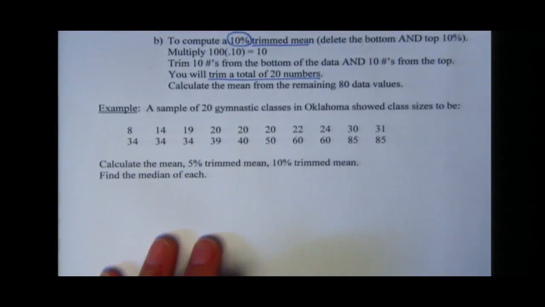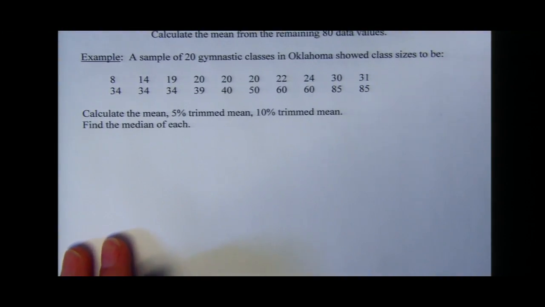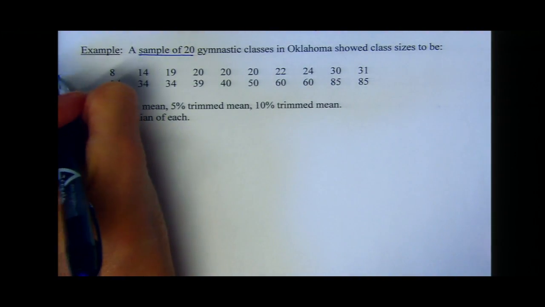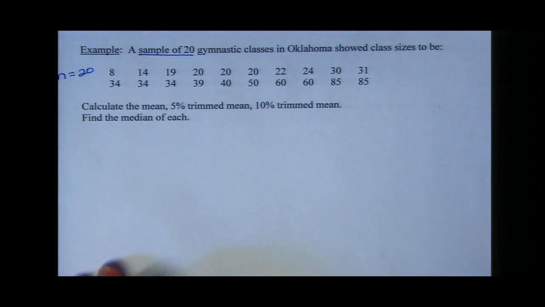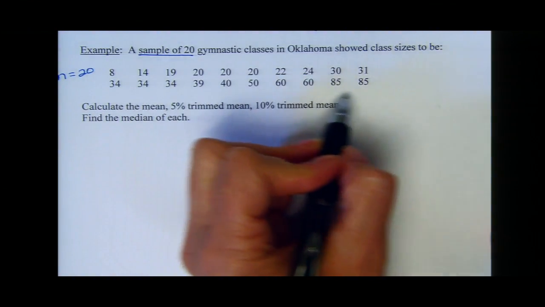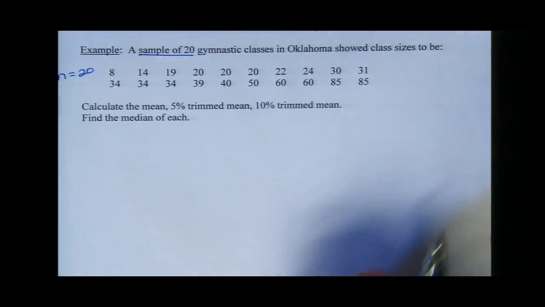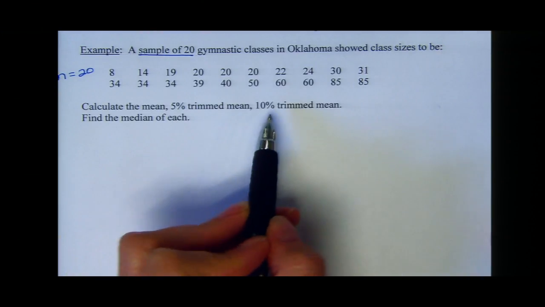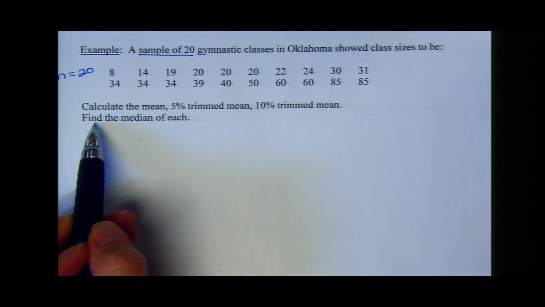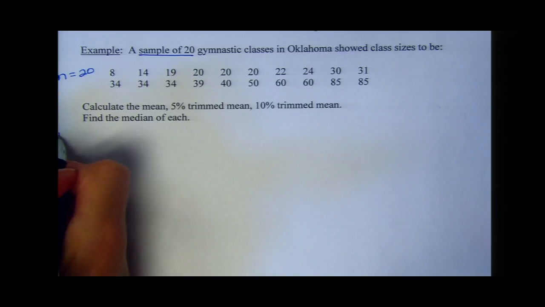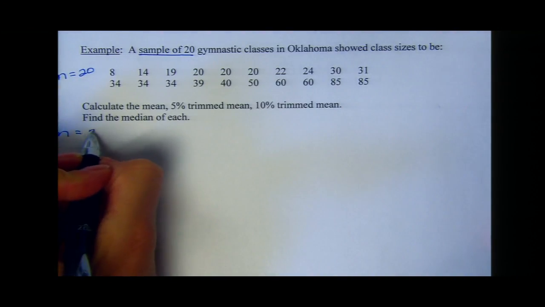All right, so down here we have an example. So we have a sample of 20, so I know n equals 20. Gymnastics classes in Oklahoma showed class sizes to be, so we had a gymnastics class of 8 students, all the way up to 85. So this says to calculate the mean, the 5% trimmed mean, the 10% trimmed mean, as well as find the median of each. All right, so we're going to start out with all 20 values. So we're going to look at calculating the mean and the median when n equals 20.